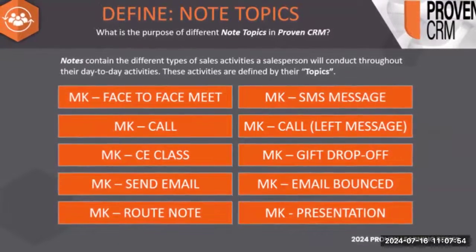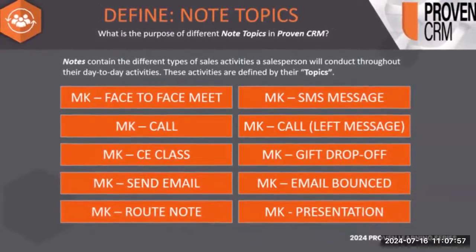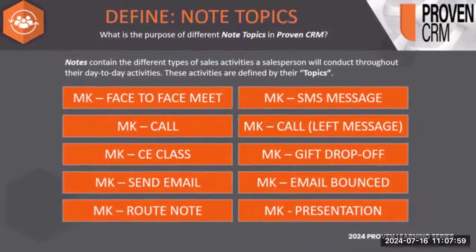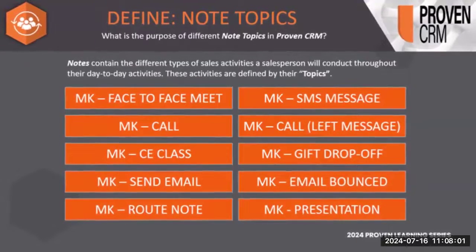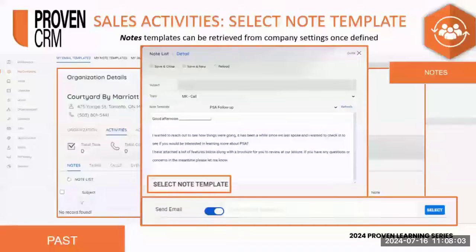These activities are defined by their specific note topics, allowing for categorization and organization. Notes serve as valuable documentation to track and analyze sales efforts. Users can choose to utilize predefined templates by clicking on Select Note Template. When selected, the note will be populated with text that is already defined in the chosen template. These templates can be customized by administrators in the company settings. For administrators, it is recommended to define templates in a generic manner, allowing for reuse across different relationships.